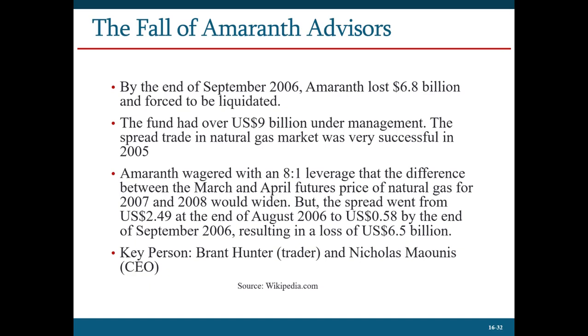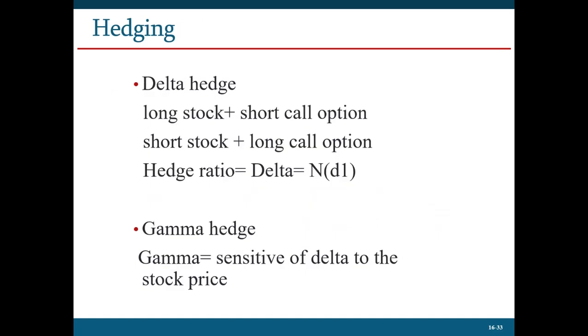But the spread actually went from $2.50 at the end of August 2006 to less than 60 cents by the end of September. So their bet went bad, which resulted in a loss of 6.5 billion US dollars in that single month, and the company was forced to be liquidated. Brent Hanna, a Canadian trader who worked for the company, and the owner of the company, Nicholas, both lost their jobs. So there were some unsuccessful cases in terms of quantitative trading.